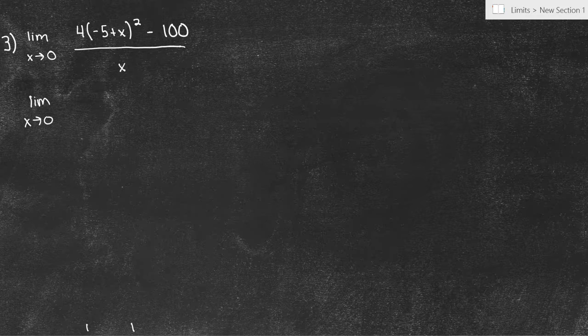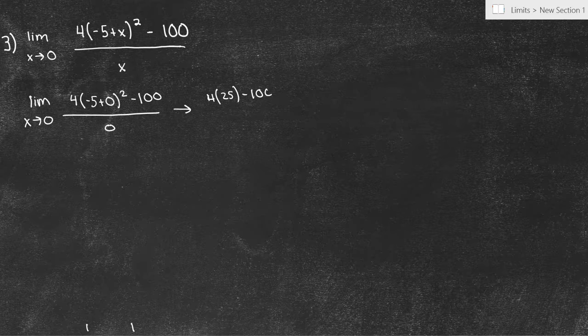Limit as x approaches 0, we're going to be 4 times negative 5 plus 0 squared minus 100 over 0. And that's going to simplify to negative 5 squared, which is 25 times 4. So I'll just write 4 times 25 minus 100. That looks like it's going to be 0 divided by 0. We get 0 over 0. Same thing, I'll just write ID for indeterminate. So that means we've got to do something else.